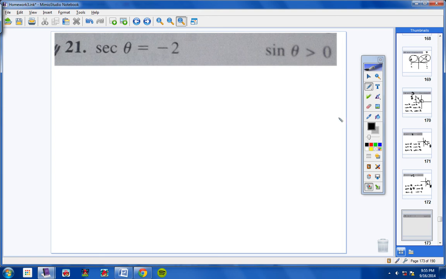Secant is negative 2, and of course secant is the reciprocal function for cosine. So where is cosine negative? Cosine is negative here because it goes positive, negative, negative, and cosine is negative here, negative, negative, positive. Alright, but we're also looking for the quadrant where sine is greater than 0, or sine is positive, which would be this quadrant right here. So we will be dealing with the top quadrant, the second quadrant.